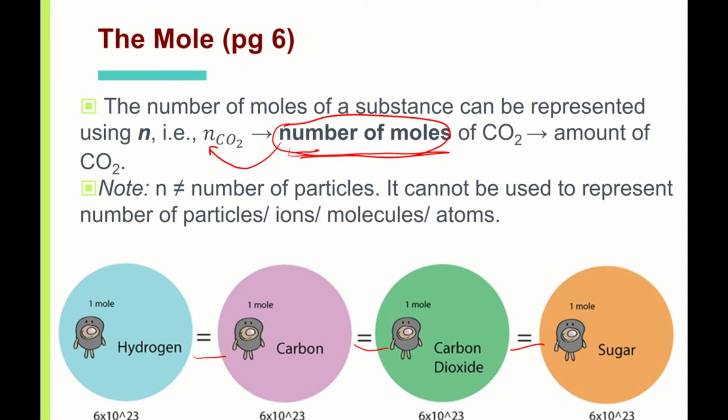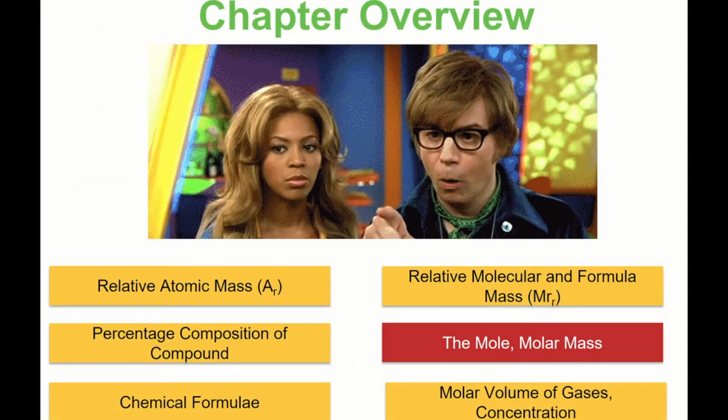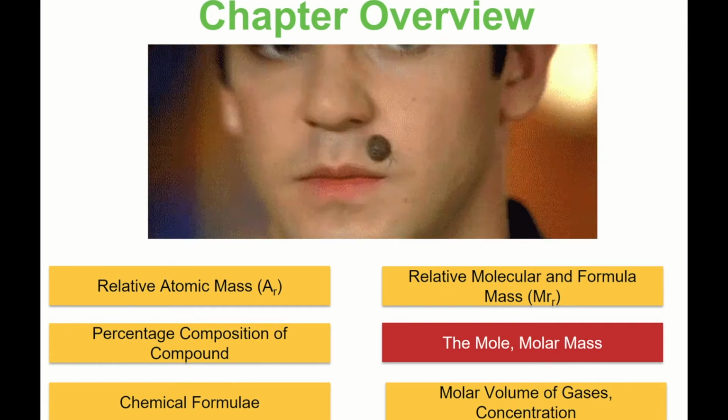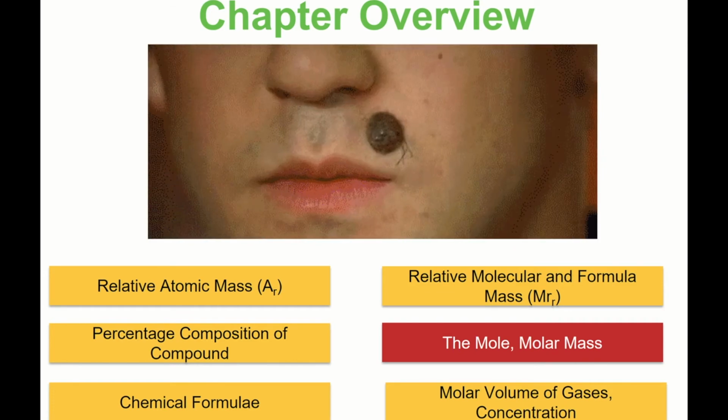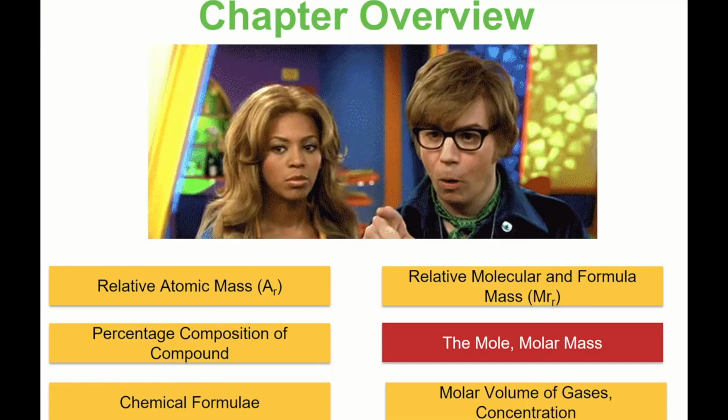If you really don't understand this, I'll give you an example. If I say 1 pair of apples, how many apples are there? 2. 1 pair of eggs, how many eggs? 2. 1 pair of birds, how many? 2. So 2 equals 2 equals 2. They are the same, same as this example here. So we have actually figured out the identity of the mole.